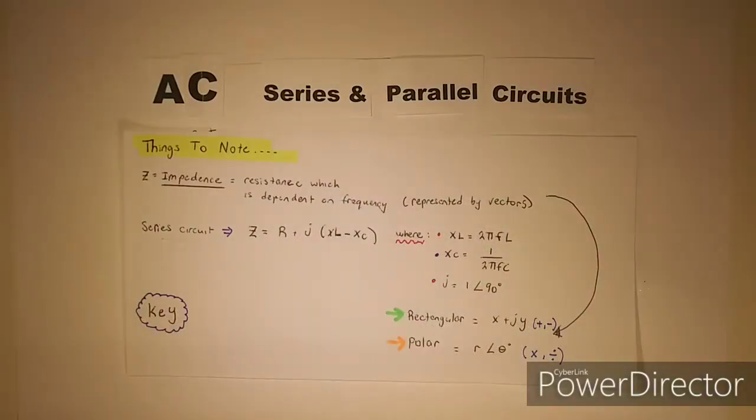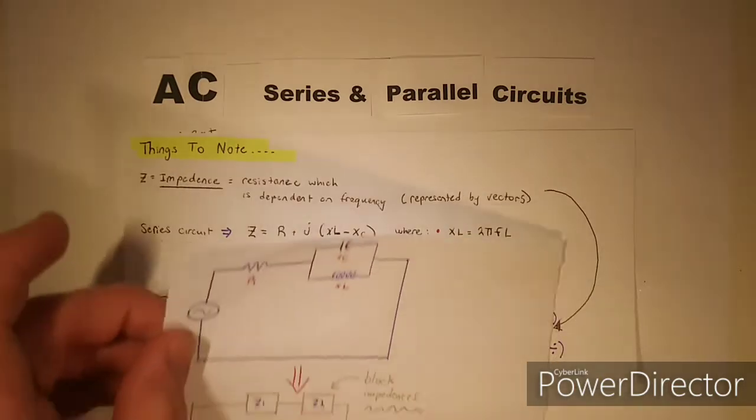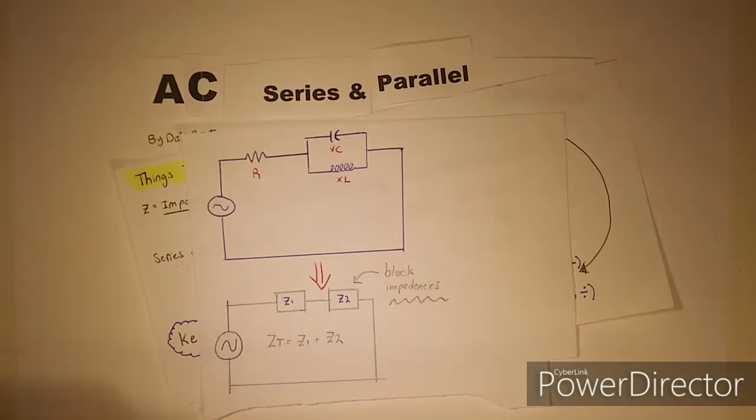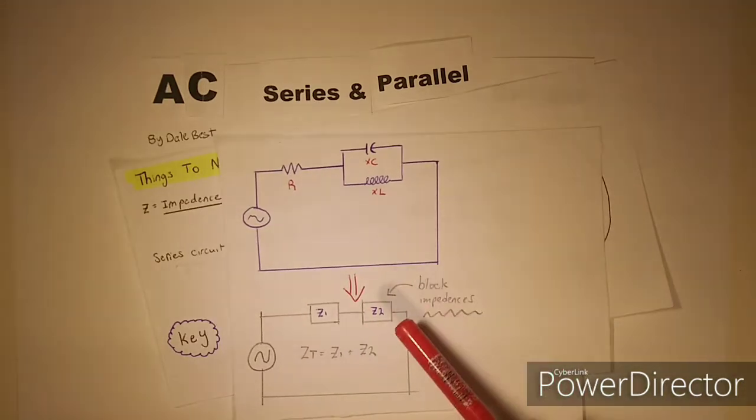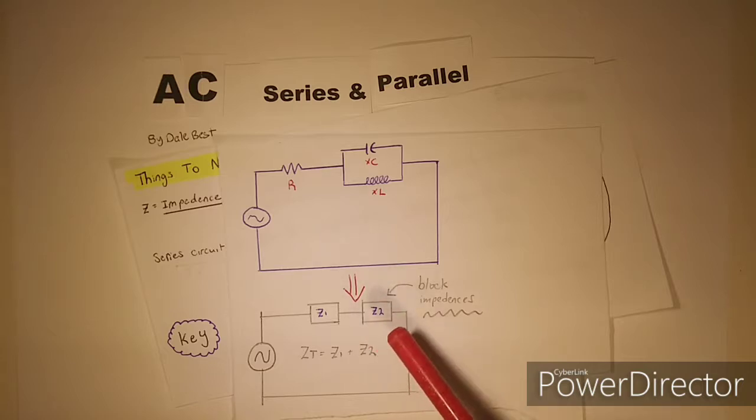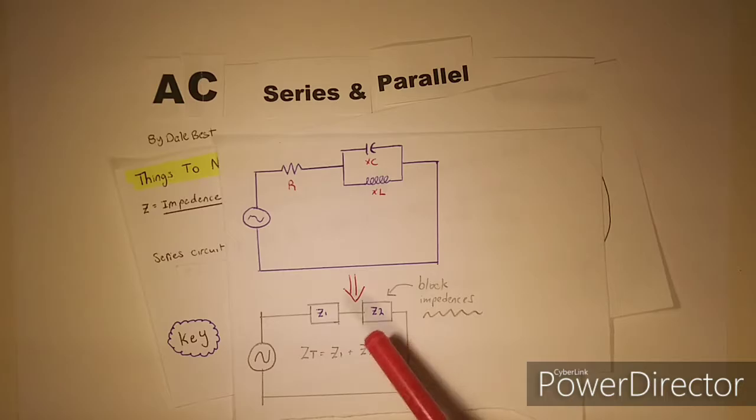The key to solving AC series and parallel circuits is the use of block impedances. Looking at my example here, this is where we redraw an otherwise complicated circuit into block impedances, allowing us to use the same techniques as we would with a DC circuit to solve.